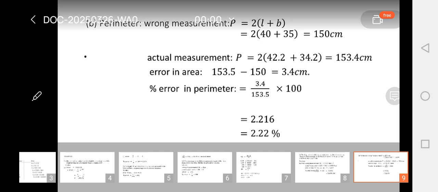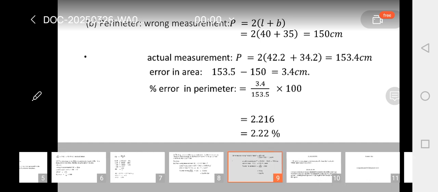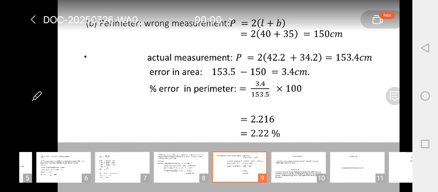Going back to the formula of percentage error in perimeter, is what? 3.4 over 153.4 times 100 over 1. And that will give you 2.216. And to three significant figure will give you 2.22%.